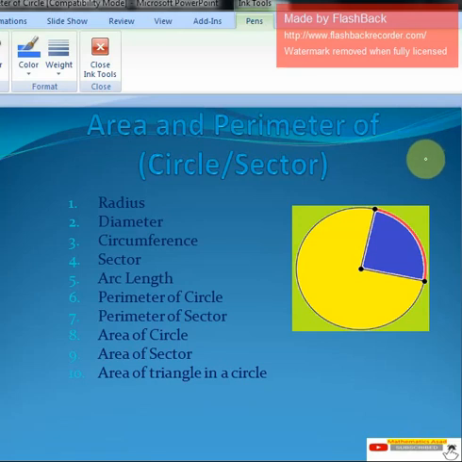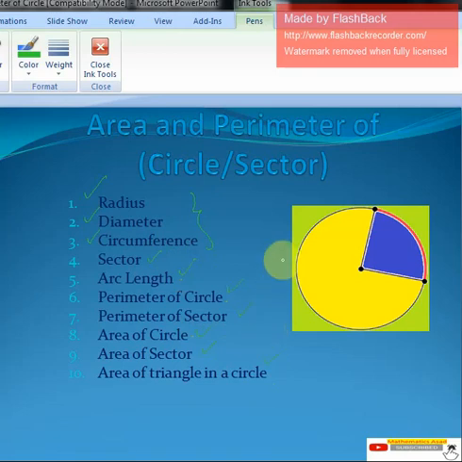This video is designed especially for the students who are facing problems solving questions related to the circle and sector. After finishing this video, you will be able to get command over what is radius, diameter and circumference. These three are quite easy, and then most of the time students face problems to find the sector, arc length, perimeter of circle, perimeter of sector, area of circle, area of sector, and finally area of triangle in a circle.